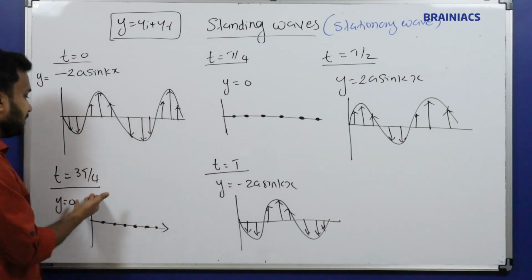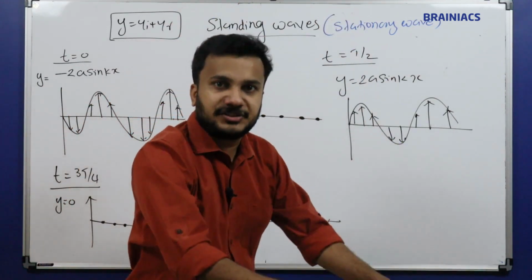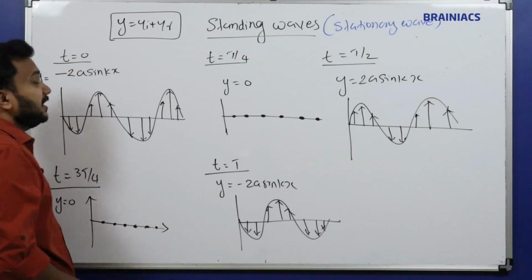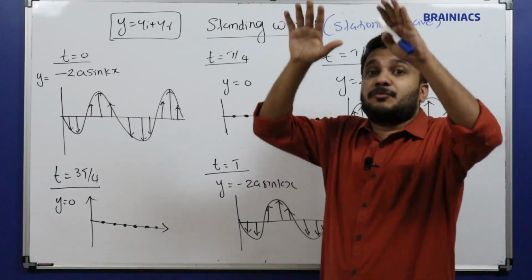Similarly, at another interval, t equal to 3T by 4, everything will come back to the same position. So, at t equal to 0 it is minus 2a sin kx. All the particles are vibrating.